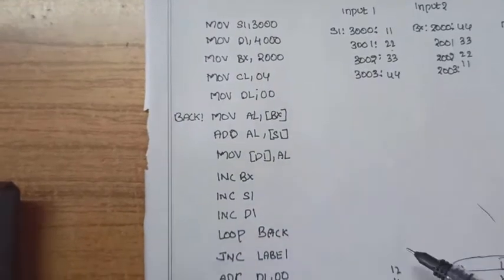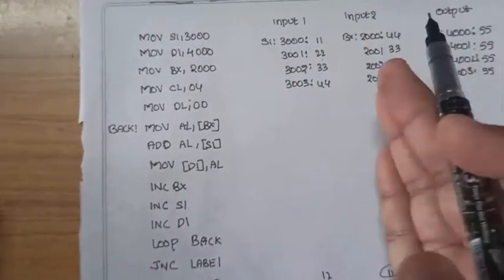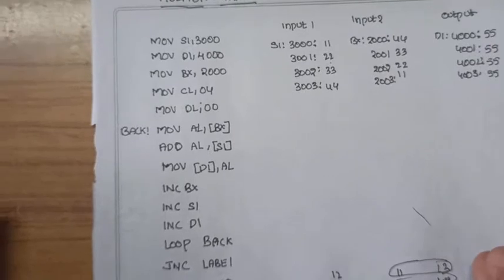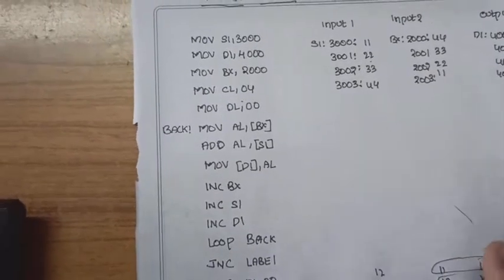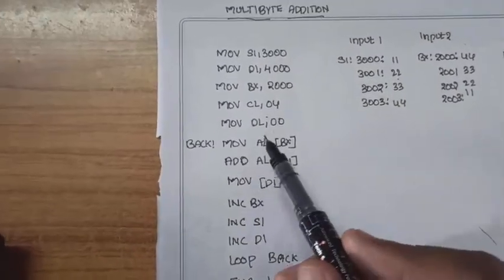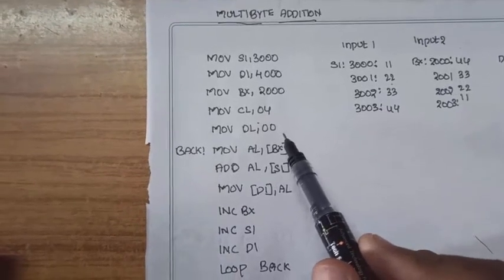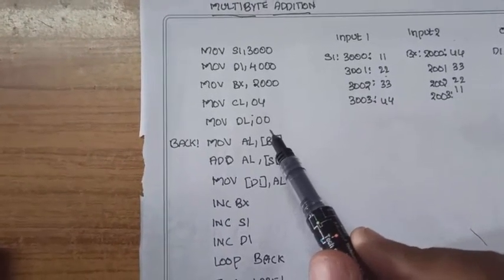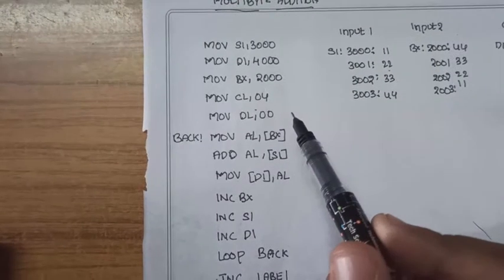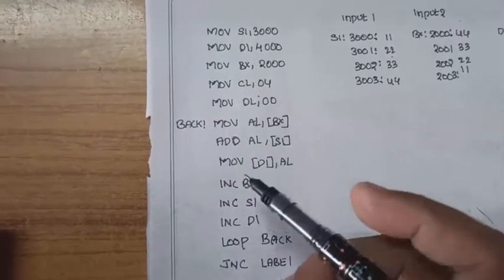You can give n number of bytes, those multiple bytes get added and stored in the output locations, but the count should be increased here. Now MOV DL, 00. We are using this DL to check whether any carry exists while performing the addition operation or not. For that case we use this DL register.